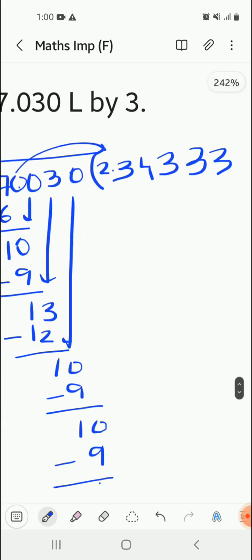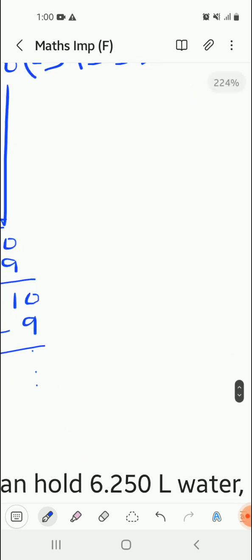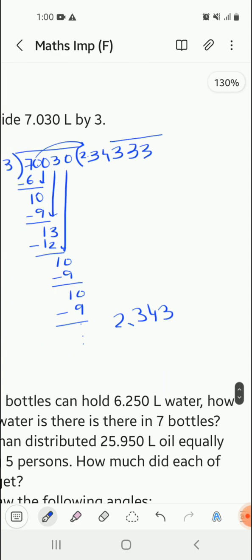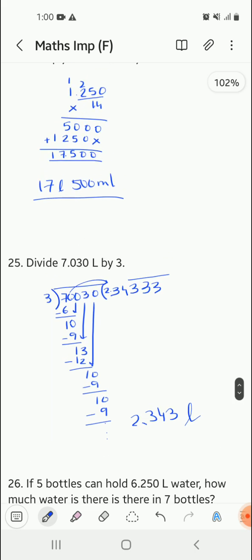So it will basically become 2.343333. So for simple purpose, because there are so many 3's, we will only simply write 2.343, because there can be possibly only 3 numbers after the decimal point, because we are dealing with liters, right? So this becomes my answer.